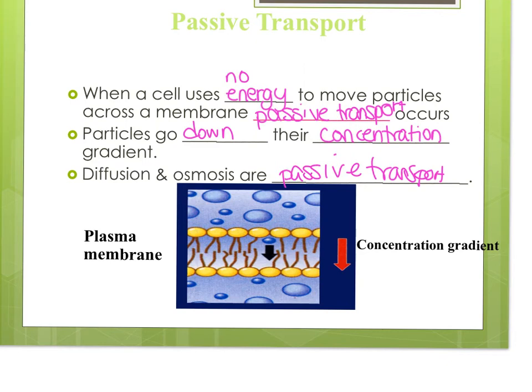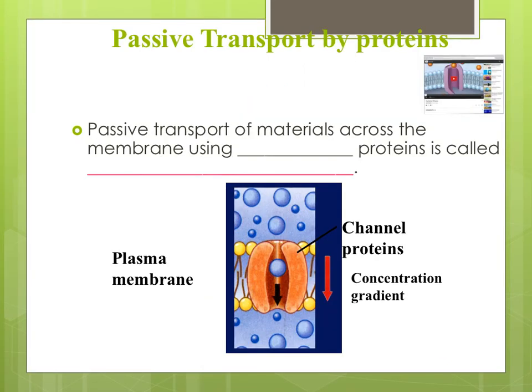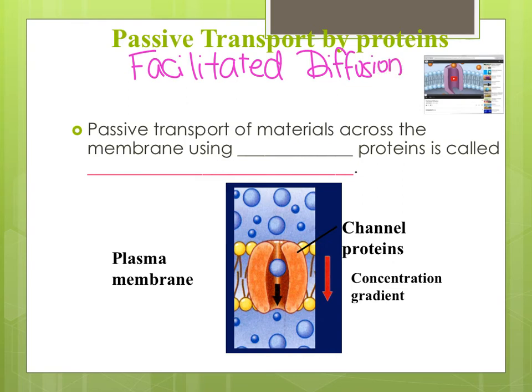Wait, is facilitated diffusion also next? Yep, we're getting ready to do it. So our last type is passive transport by proteins, and this is our facilitated diffusion. Passive transport via those proteins. So this is our last type of passive transport.